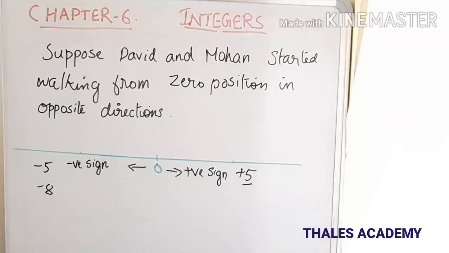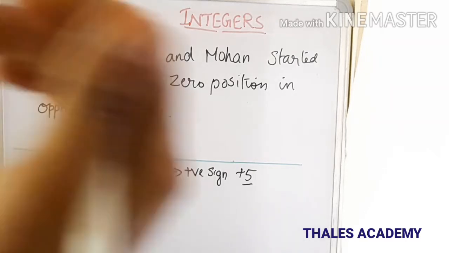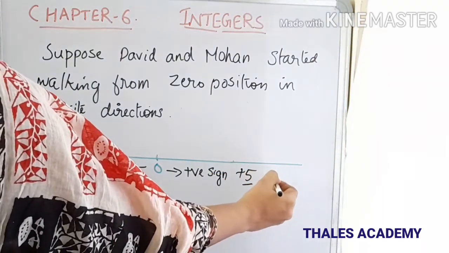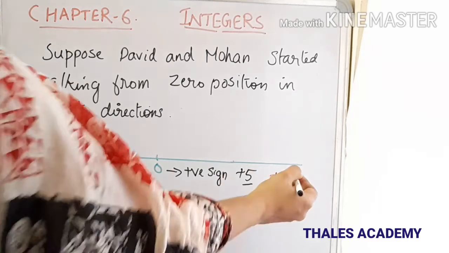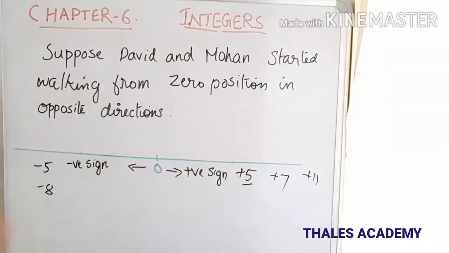And 7 steps to the right of 0 is represented as plus 7. 11 steps to the right of 0 is plus 11. 6 steps to the left of 0 is represented as minus 6. Now represent the following positions with positive or negative signs.